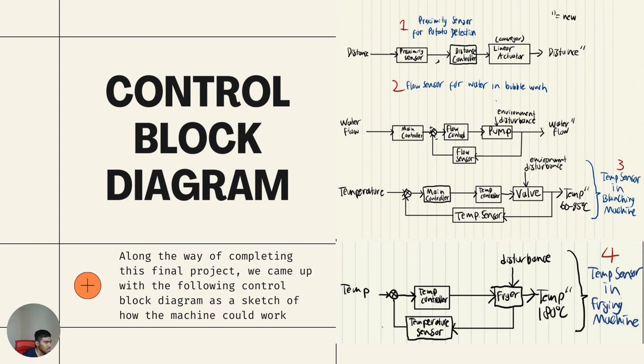And then finally, it's the temperature sensor in the frying machine. It's almost the same as the third one, but this one has a different desired temperature. So yeah, temperature is the set point, and then it will go to the temperature controller, fryer as the output, and then feedback to the temperature sensor, and then the result is a temperature of 180 degrees Celsius or more.